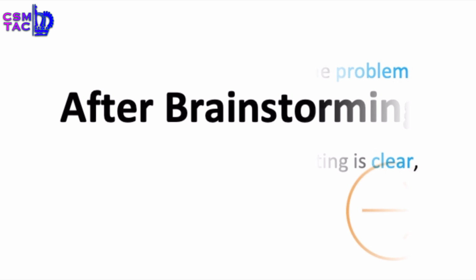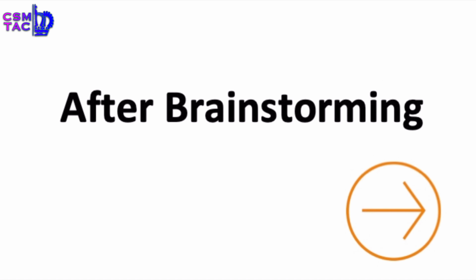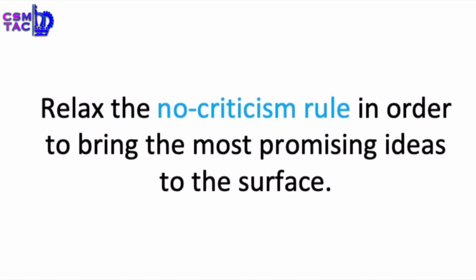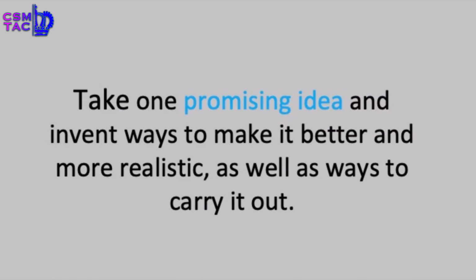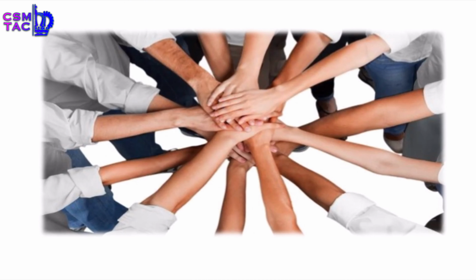And finally, after brainstorming, relax the no criticism rule in order to bring the most promising ideas to the surface. You are still not at the stage of deciding. You are merely nominating ideas worth developing further. Circle the ideas that members of the group think are best. Take one promising idea and invent ways to make it better and more realistic, as well as ways to carry it out. The task at this stage is to make the idea as attractive as you can.